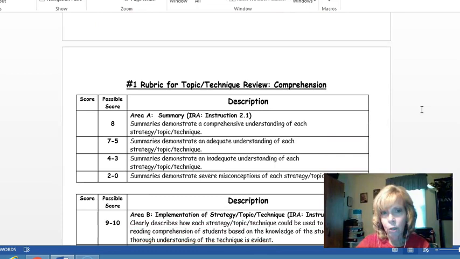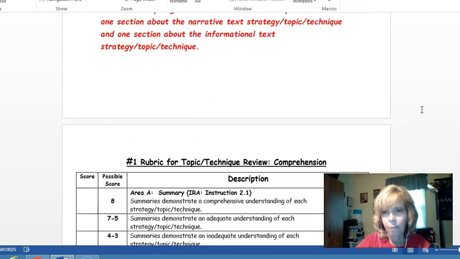Okay, and then here's the rubric. You can take a look at it for yourself. And that's pretty much it.